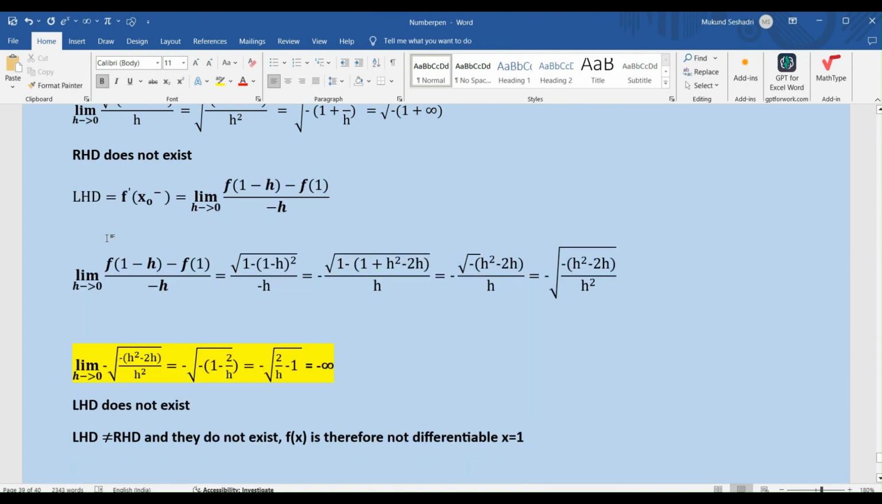So though we know and we can conclude, at the end of RHT itself, that this function is not differentiable because RHT does not exist, and we know that the condition for differentiability is both of them have to exist, still we've been asked to find both the LHT and the RHT, and therefore we went ahead and calculated the LHT as well. And it is very evident that the LHT also does not exist, and therefore the function is not differentiable at x equal to 1.